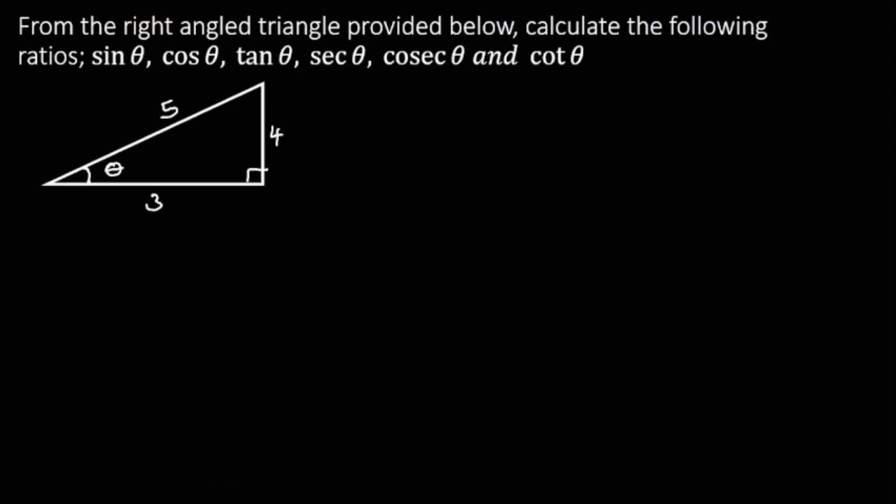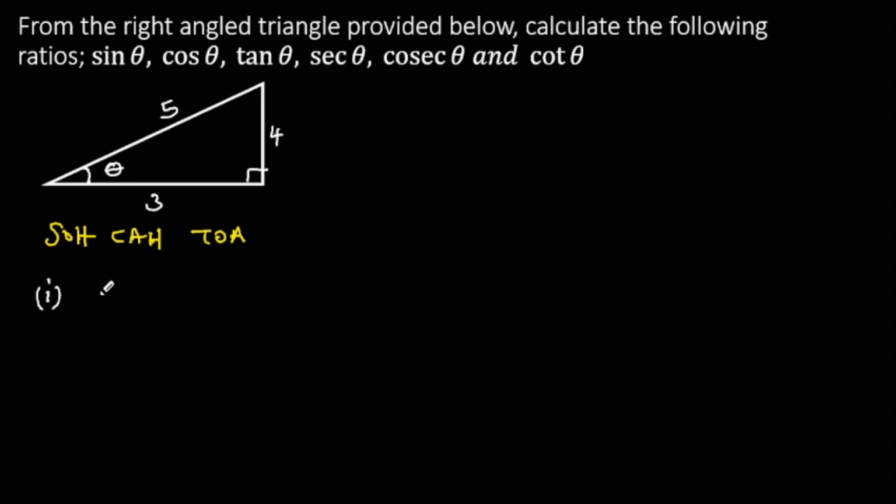Let us look at an example to calculate these ratios using numbers. Let us look at this question. From the right-angled triangle provided below, calculate the following ratios: sine, cosine, tangent, secant, cosecant, and cotangent. So we'll start with the first three, which are the simplest, and we are going to use the acronym SOHCAHTOA. So the SOHCAHTOA will help us to generate the first three basic trigonometric ratios.